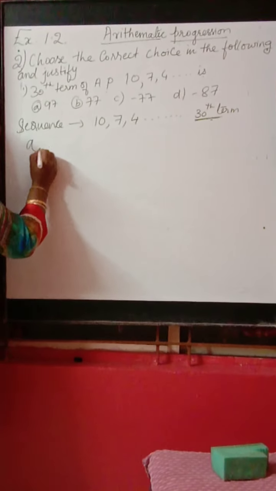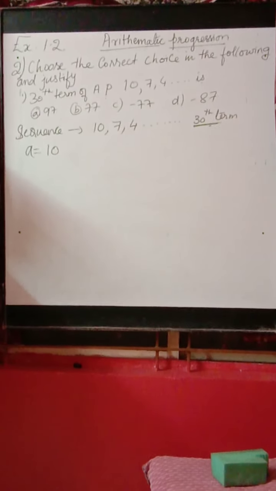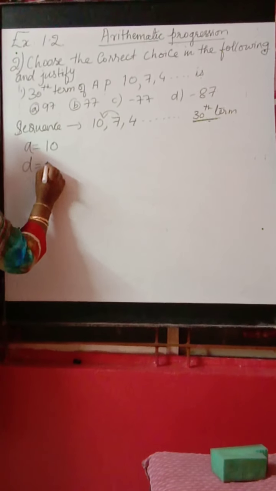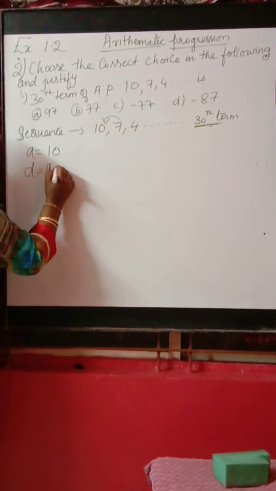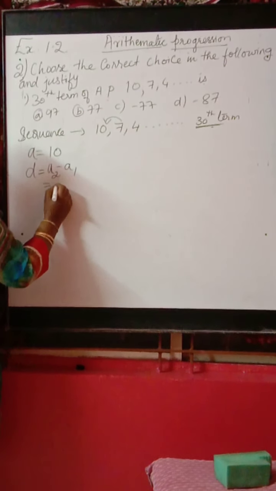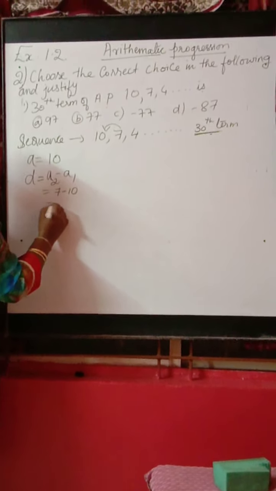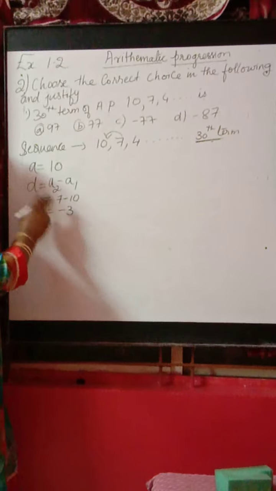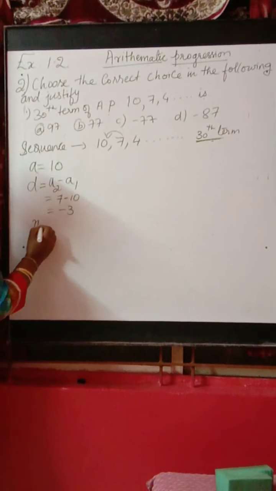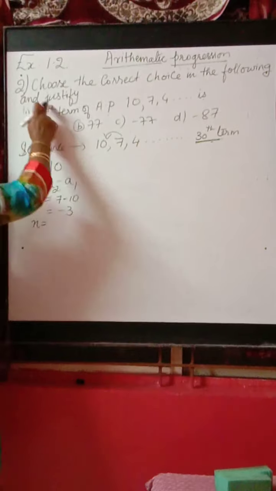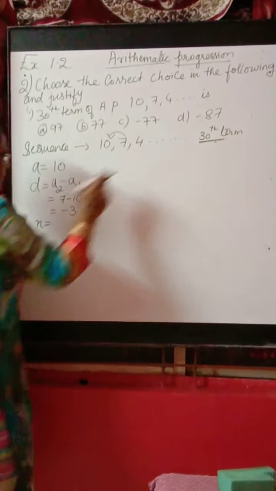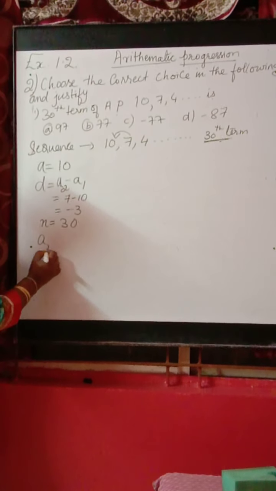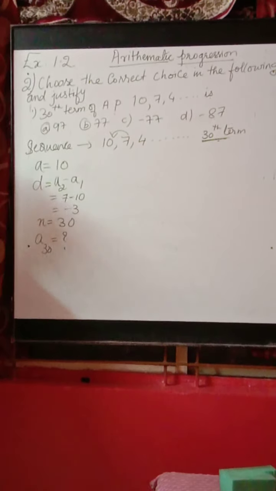You know that in this sequence, A is equal to 10, D is equal to 7 minus 10, that is A2 minus A1, where A2 is 7. 7 minus 10 means minus 3. Because from 7 you cannot subtract 10, you do 10 minus 7 and put the bigger number's sign. And then N, the number of terms. Since you have to find out the 30th term here, the number of terms in this sequence will be 30. So you have to find A30 here. The 30th term you have to find out.